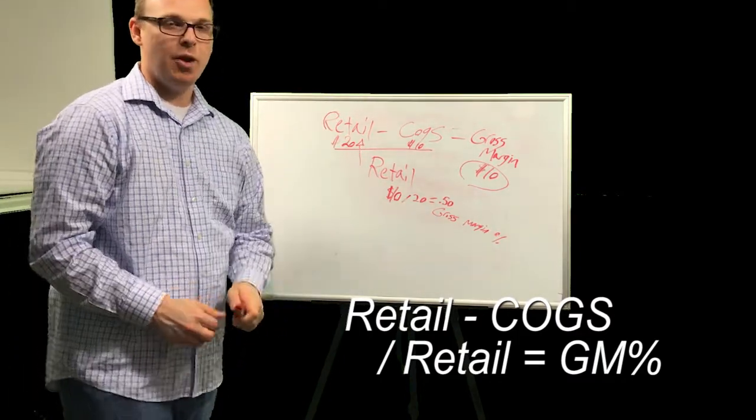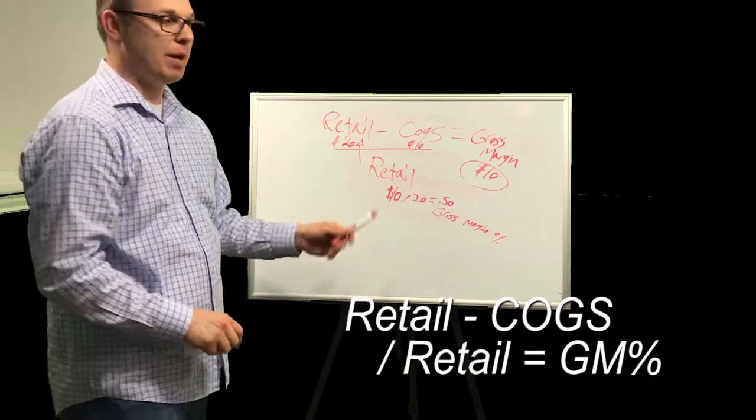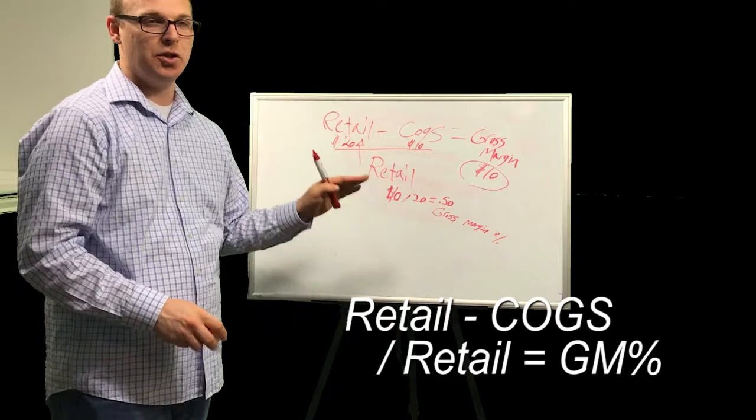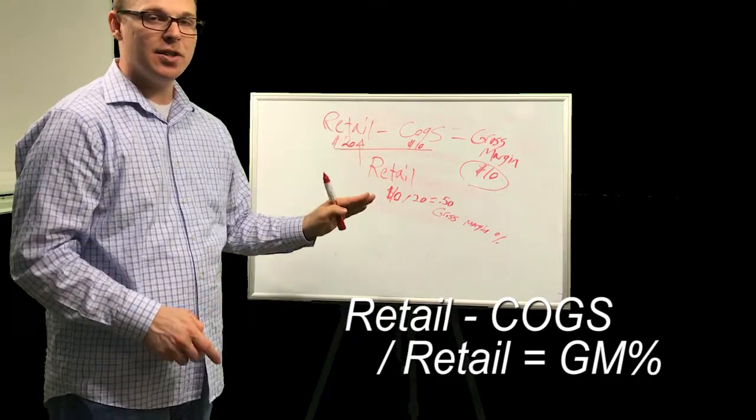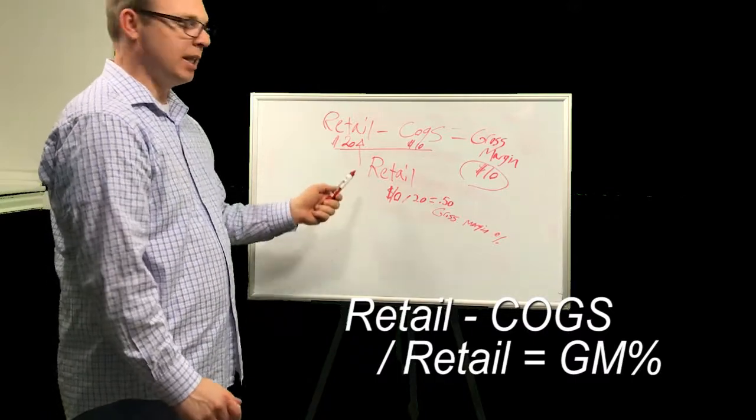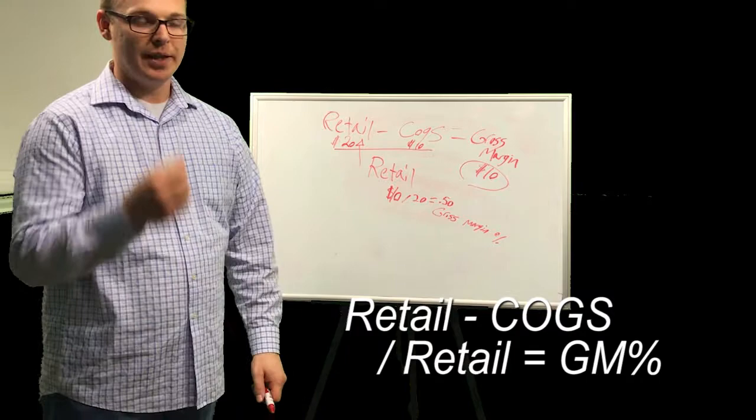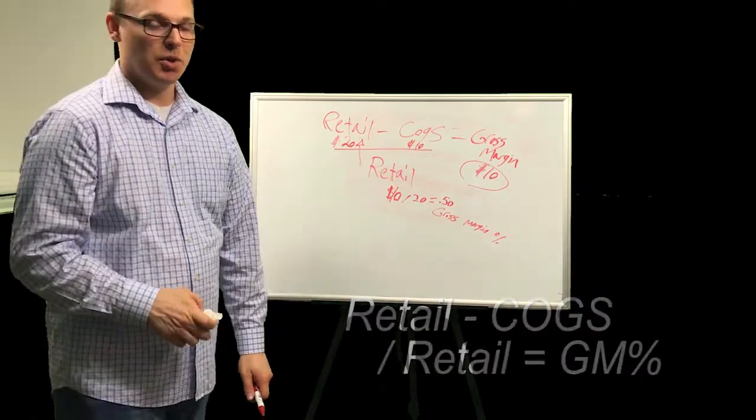Write this formula down. If you don't have this memorized already, you need to have it memorized. It is the most basic formula you will use in any business for the rest of your life. Understand retail minus cost of goods sold divided by retail. That's how you get your gross margin percent.